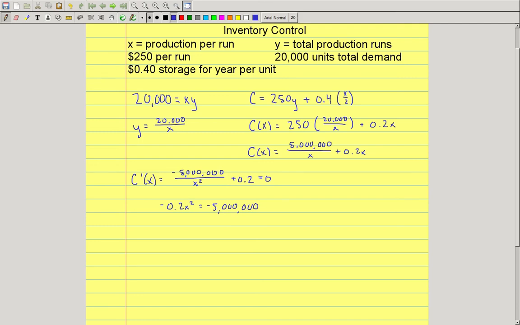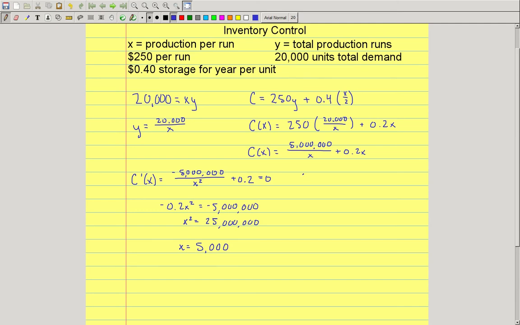And then we divide both sides by negative 0.2, which gives us that x squared equals 25 million. We can take the square root of both sides of this equation and get a much nicer looking number of x equals 5,000. So this represents our production per production run.